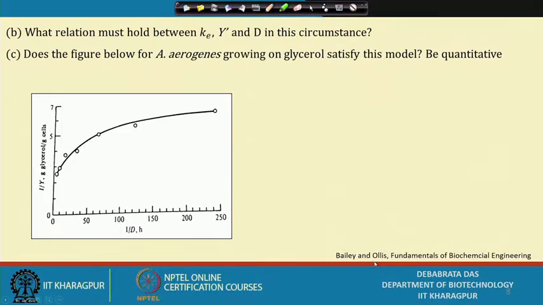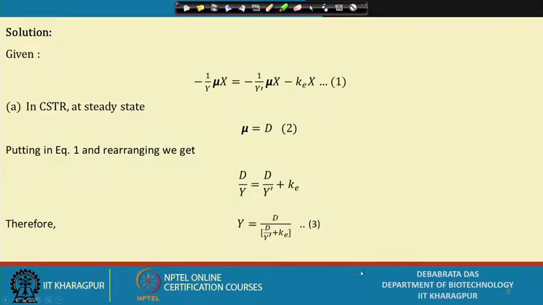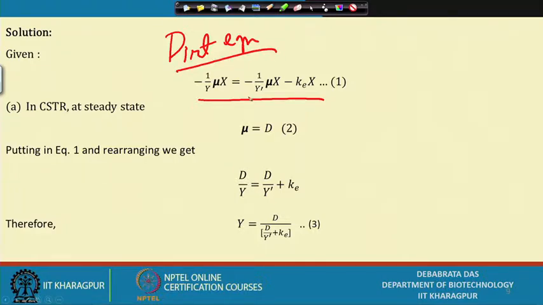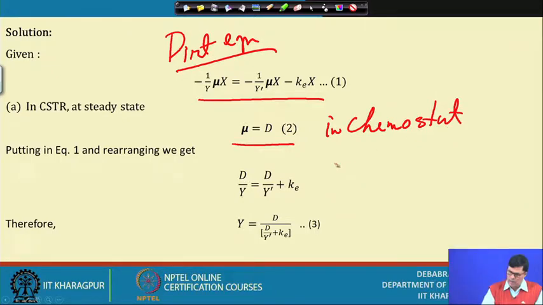Let us see how we can solve that. Now, the basic equation given in the problem is the Pirt equation. We know this is the Pirt equation. This is given in the problem, and we know mu equals D in a chemostat under steady state condition and sterile feed.